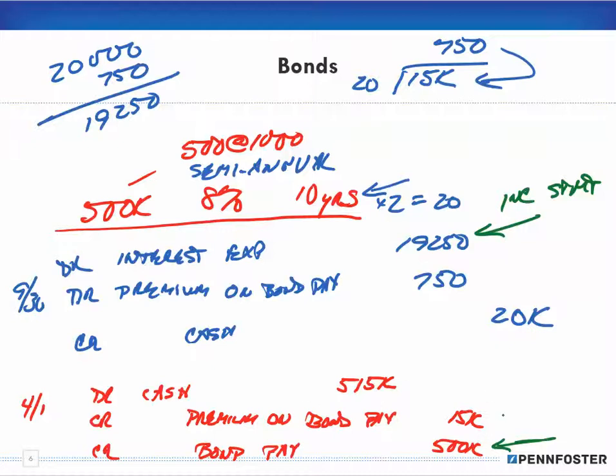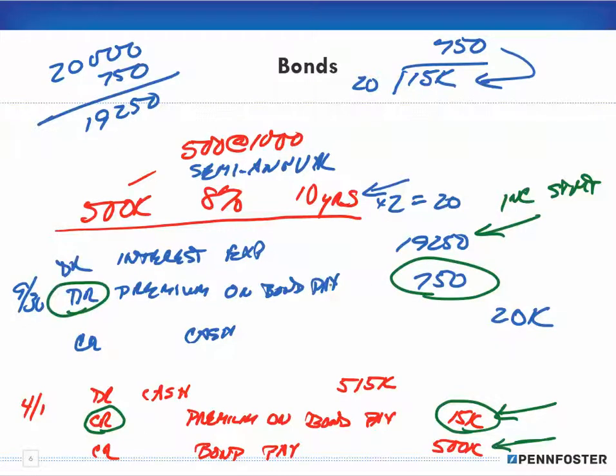And we have a premium on bond payable for 15,000. Okay, that $15,000 also ends up being zero once the bond matures. So this here, 750, notice that this is a credit and we're debiting the premium on bond payable. So every 6 months, we're going to be reducing the 15,000 for the premium on the bond payable by $750. It's the same concept as depreciation.